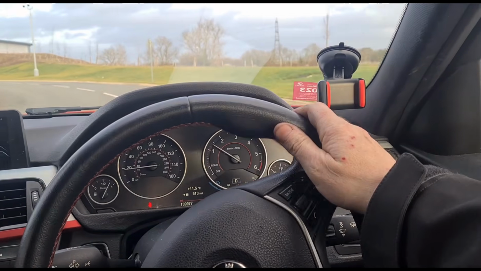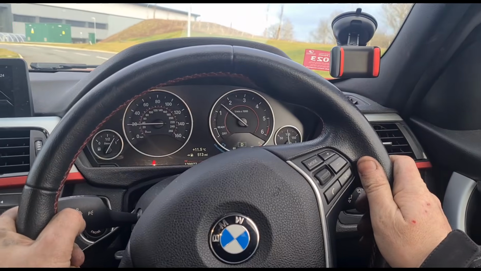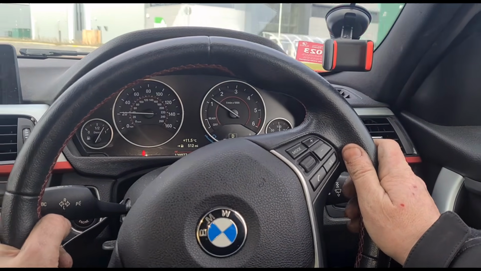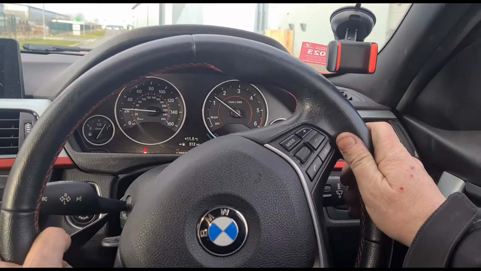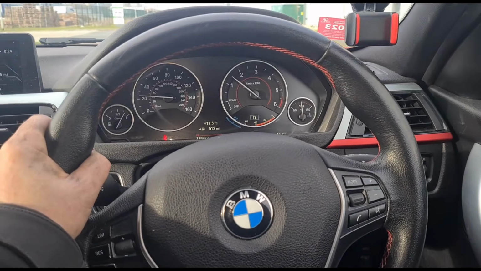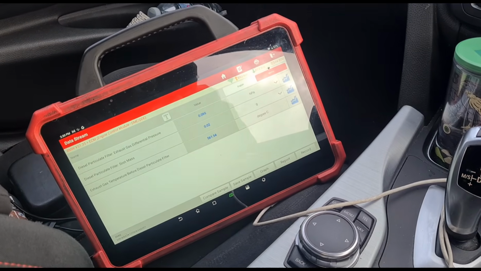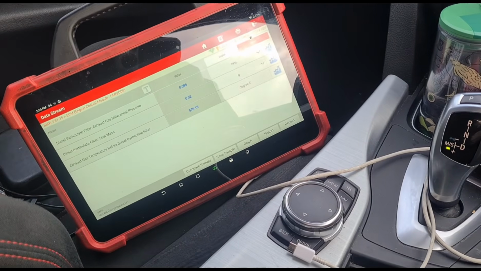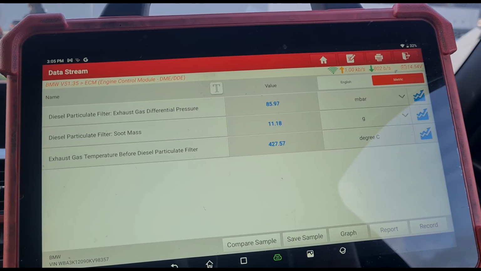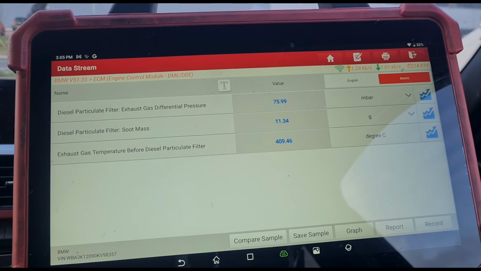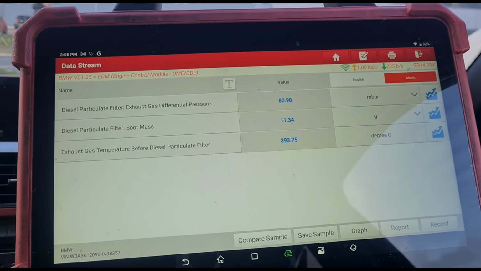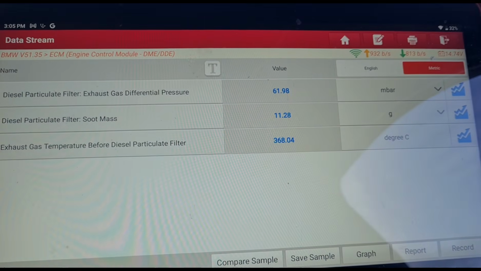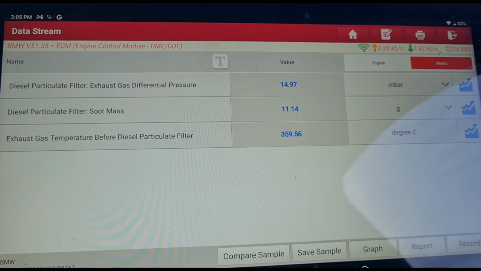Okay, so I'm going to drive the car for about 10 minutes or so, and then we'll check the codes and check the DPF pressure afterwards. Okay, so on a test drive here I can see in the live data it's doing a regen because the temperature is at 570 degrees. What I do find strange with this is these grams of soot keep changing. One minute it's saying it's 11, see it's dropping down. We'll let go of the accelerator, sometimes it can just drop to 0.